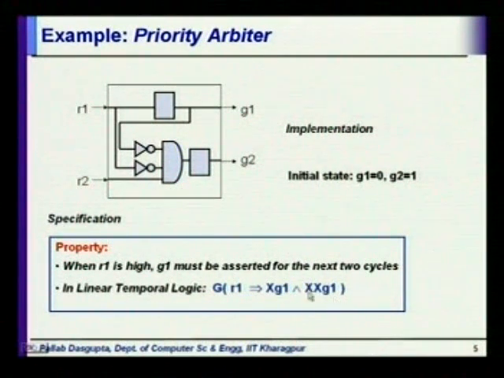Okay. Now, first let us manually examine and determine whether this property will hold on. Will it hold? Right. So, it will not hold, and the counter example is that if R1 is high in one cycle and low in the next cycle, then what happens is that in the next to next cycle G1 does not hold, right. So, this property actually does not hold on this implementation. So, let us see how BMC will try to find this out.